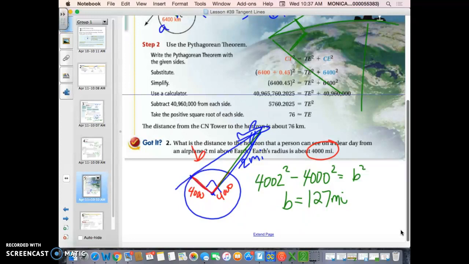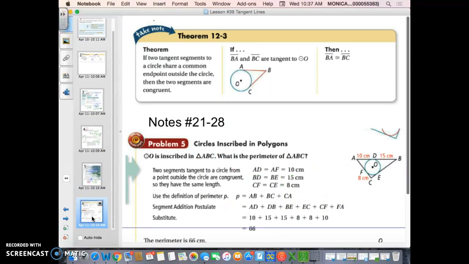At this time, you should be able to do numbers 13 through 20. And the last thing we're going to learn about tangent lines is if you have an endpoint outside a circle, the 2 tangent lines are congruent to each other. And so we mark this up by showing 2 tick marks like this. Don't forget, they're also going to make 90-degree angles with the radius, but those sides are also congruent to each other. So we're going to use this information.